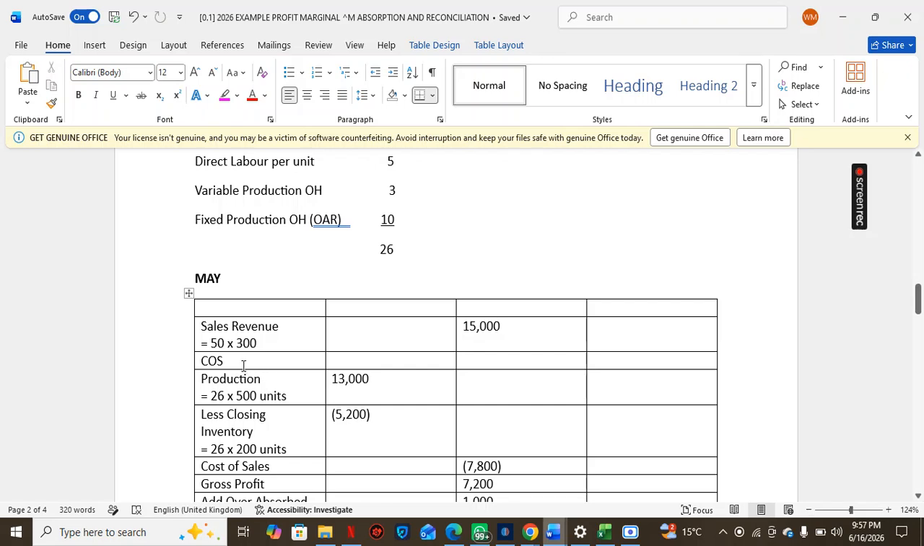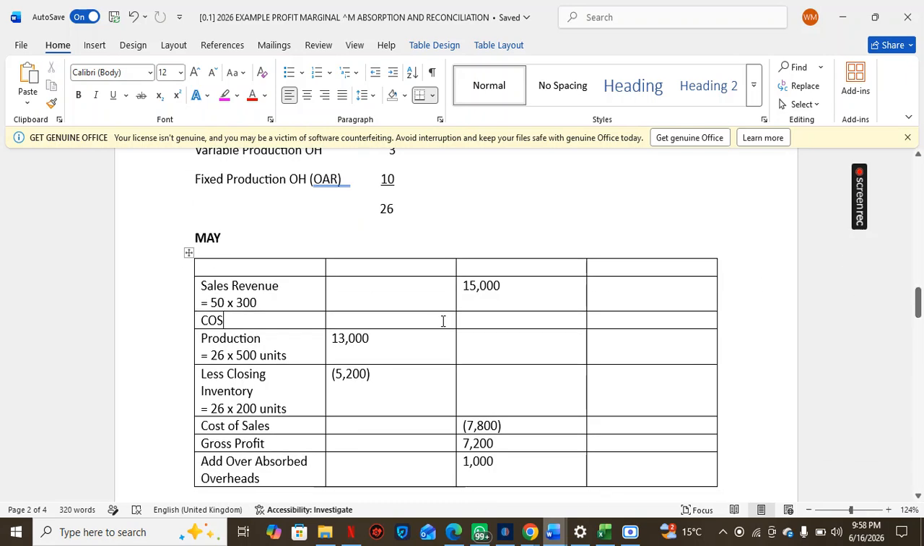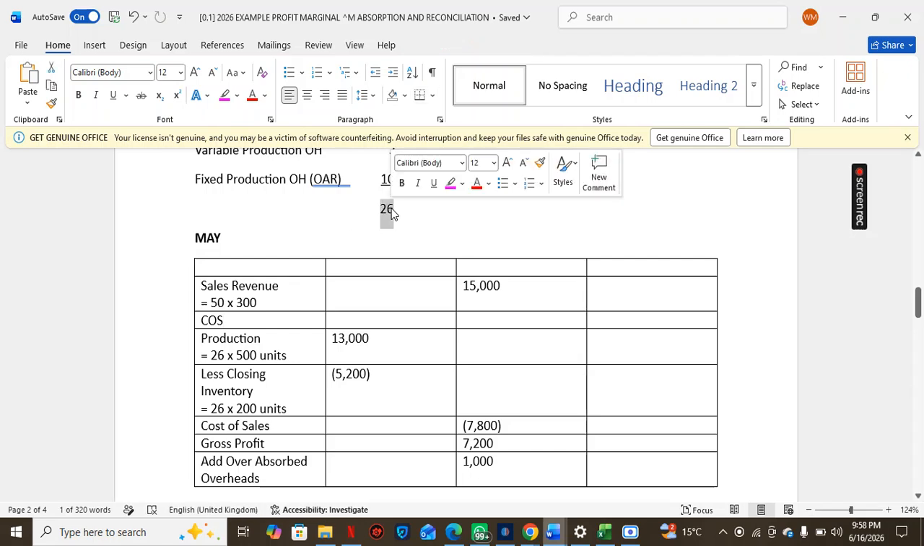Next we get our cost of sales. There's no opening inventory, so that's why I haven't included opening inventory here. If there was opening inventory, we would have valued it at 26 euros per unit. But for the month of June, you're going to have opening inventory. So when you're making the profit statement for the month of June, you will need to include opening inventory here.